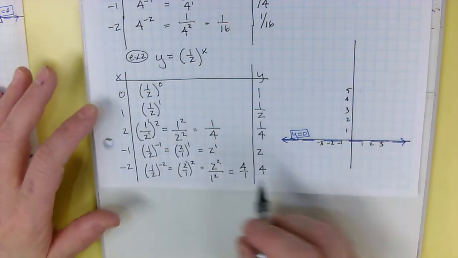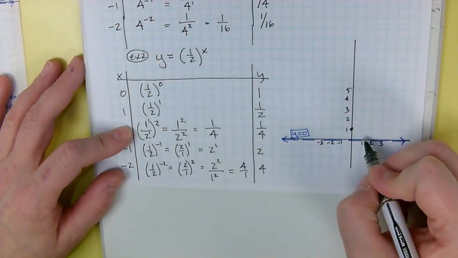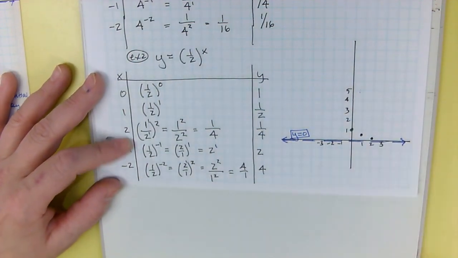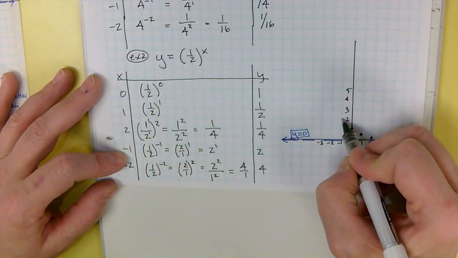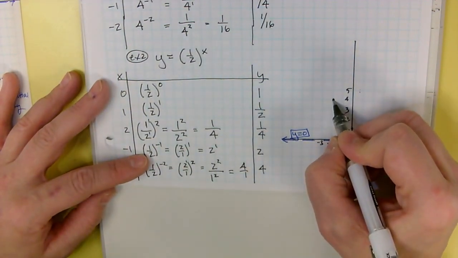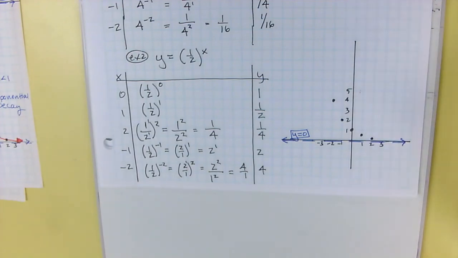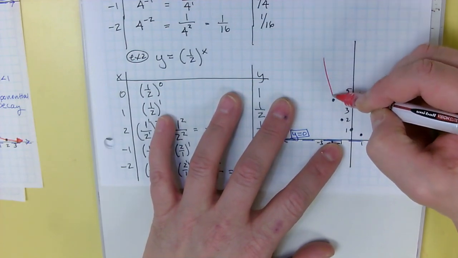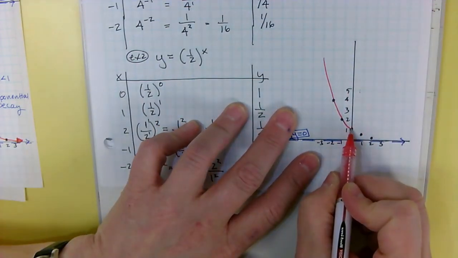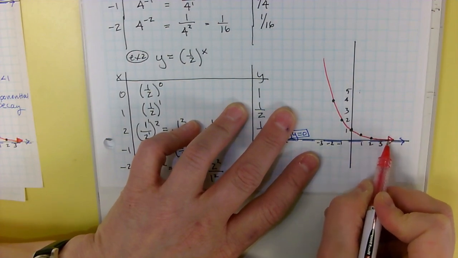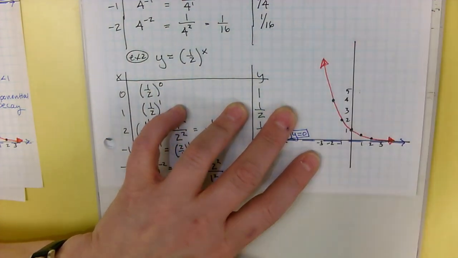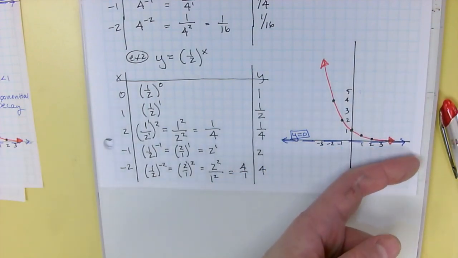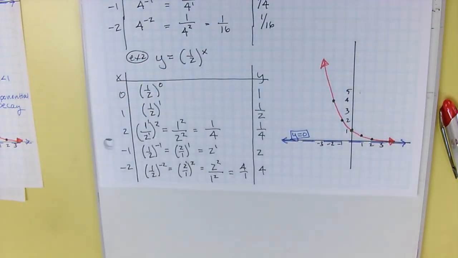All right, let's plot these. Here we go. 0, 1, 1 and 1/2, 2 and 1/4. That's pretty far down there. Now we're going to do -1 up 2, -2 up 4. And just like the growth curve, it gets infinitely close to the asymptote, but never crosses it. So you have a curve that comes down and it gets flatter, flatter, flatter until it's almost totally flat, but not quite. This is a decay curve because as x gets bigger, your y values are coming down.